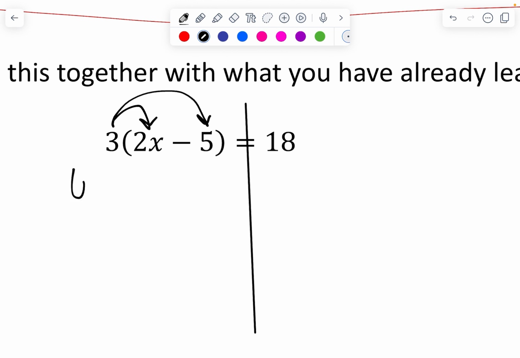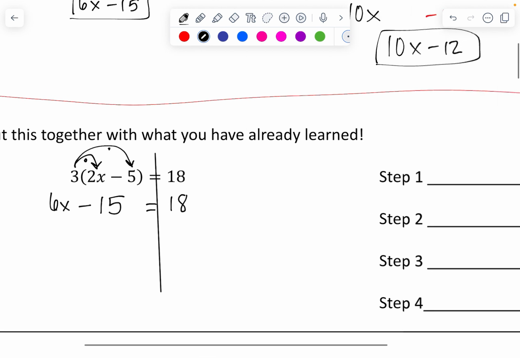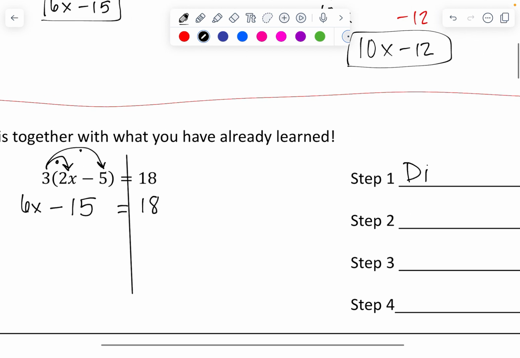So this would be 6x minus 15. Okay, we're multiplying. And then we bring down the equal sign and bring down the 18. Okay, so when we do this, at this step, so that was step 1, was to distribute.